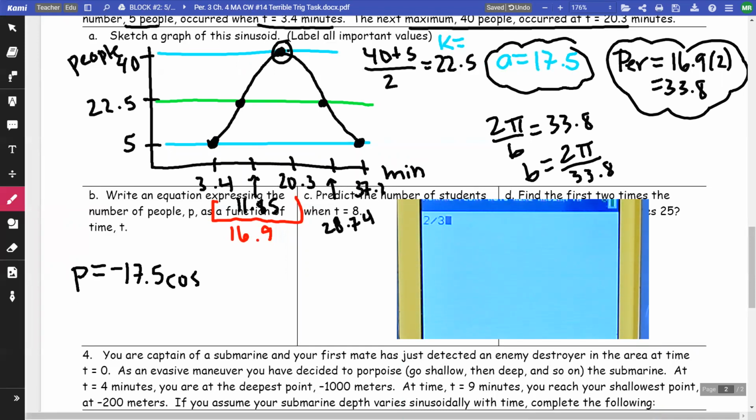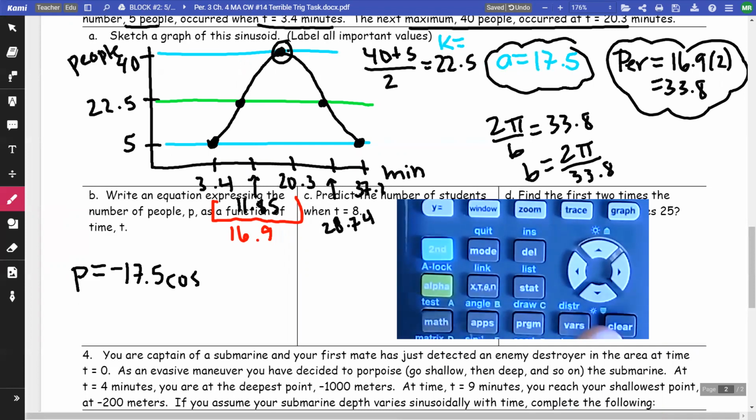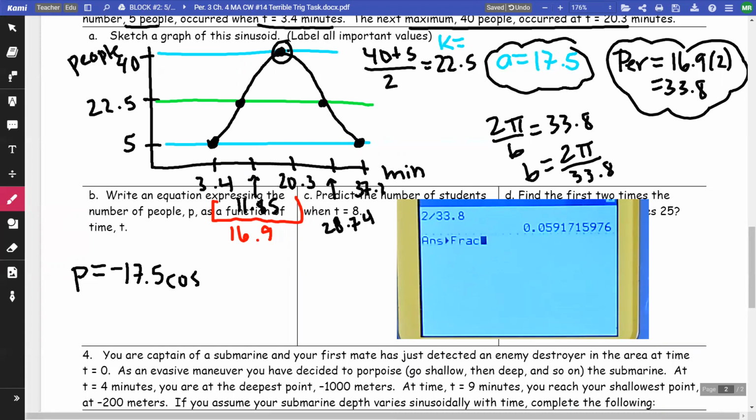So 2 divided by 33.8 is that, which is not very nice. So what I'm going to do is hit the math button, and when I hit the math button, I'm going to hit fraction and hit enter. And I get 10 over 169. So I'm going to rewrite this as 10 pi over 169. Okay, I don't like having decimals and fractions.